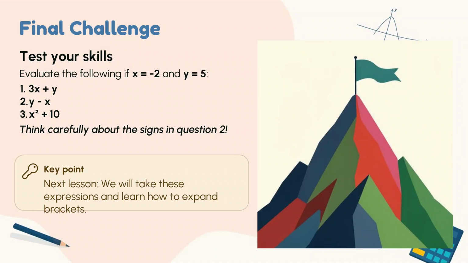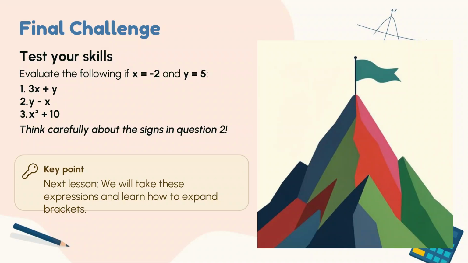Let's go through the answers. For 3x plus y, substitute x equals negative 2 and y equals 5. That gives 3 times negative 2 plus 5. 3 times negative 2 is negative 6. Negative 6 plus 5 equals negative 1. So the first answer is negative 1.